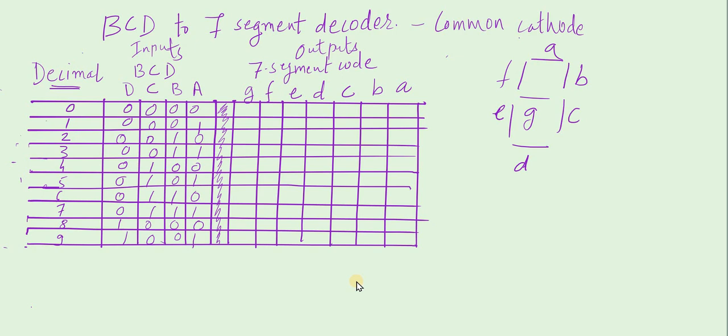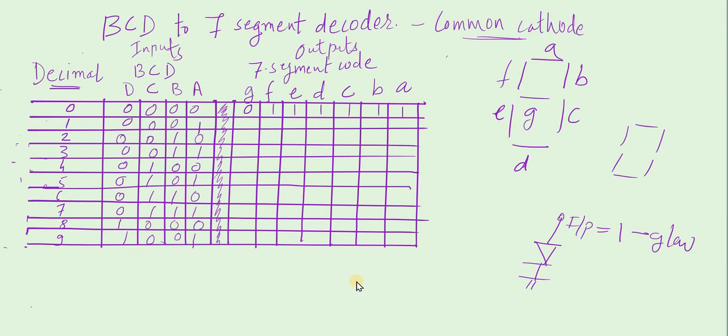Now if you want to display a 0, then G is off. Let us write it for common cathode. Whenever it is common cathode, the cathode is connected to ground, so we have to apply input here. Input equal to 1 means it glows. So 1 is for glow. To display 0, G will be off, so G is 0 and all others are 1. These are the outputs.